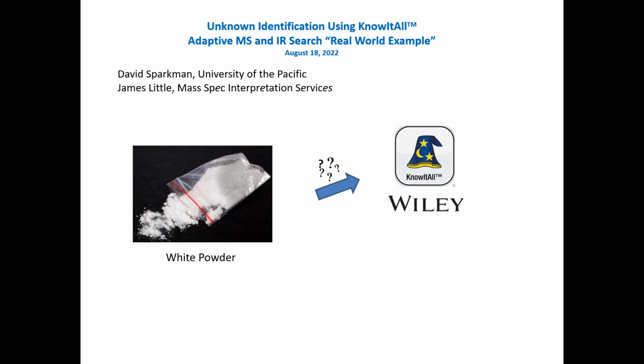Good afternoon. My name is James Little, and I'd like to describe some work that David Sparkman and I did on the unknown identification of a white powder using the Know-It-All Wiley software. In particular, we used the adaptive mass spec and infrared search on this real-world example. The adaptive search is something that's come about from Wiley in the last year. It's a very exciting new software application that allows you to identify things that you couldn't identify with the standard identity search.